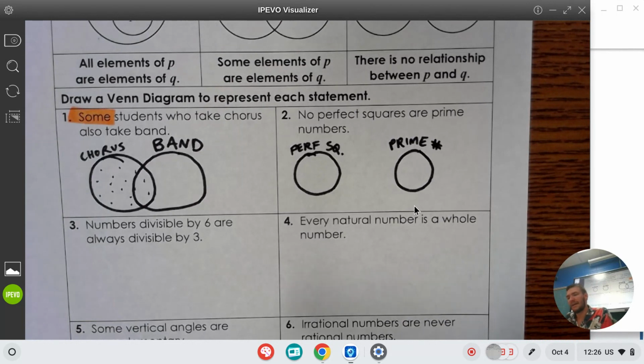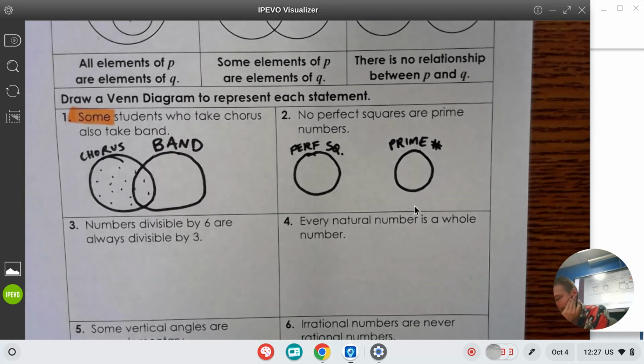And that makes sense. A perfect square is like 3 times 3. So if you can do 3 times 3, then you're not a prime number, right? So 9 is a perfect square and is certainly not a prime number. There's absolutely no overlap between these two things. They're totally separate. All right.